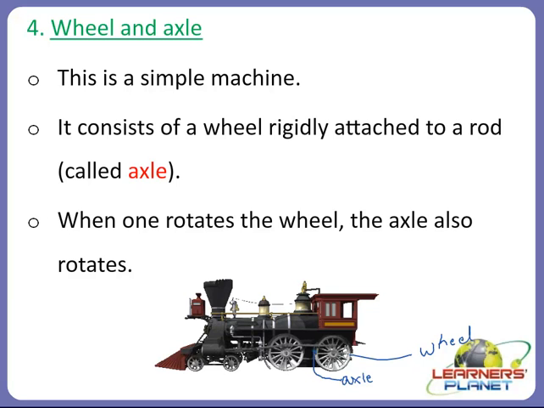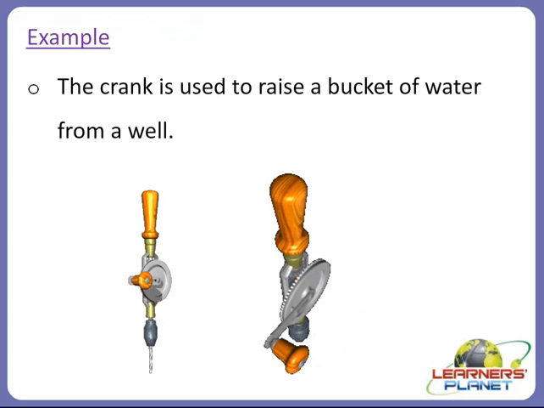So what are the examples in which the wheel and axle are used? Let us see. Yes, the crank. The crank is used to raise a bucket of water from a well. You can see in the picture, right? This is a picture of a crank. So the wheel and axle is a simple machine which makes our work easier while lifting a bucket of water from the well.